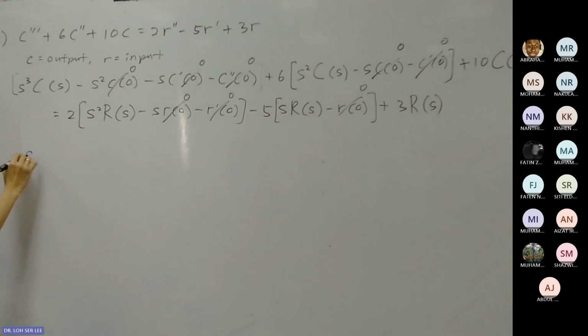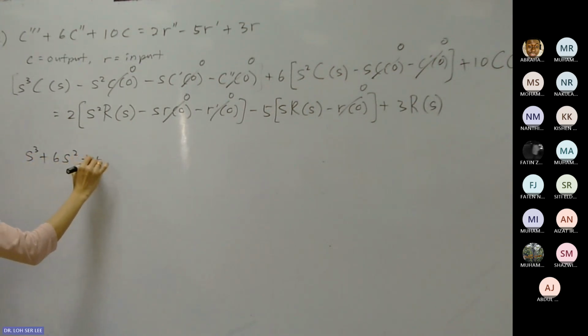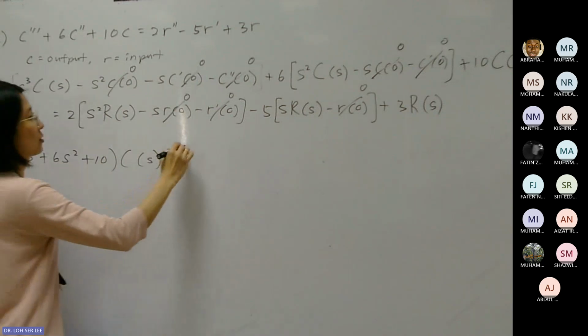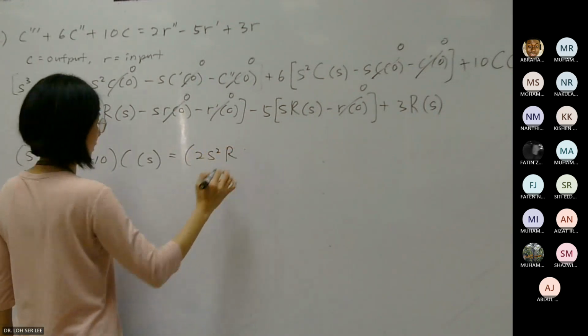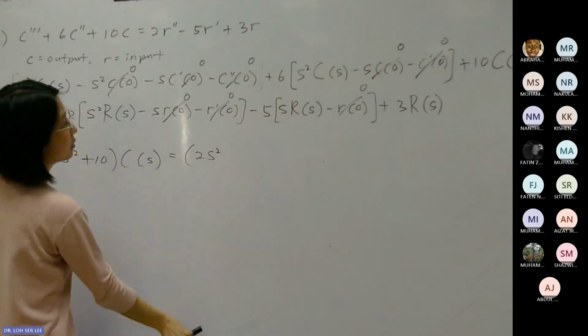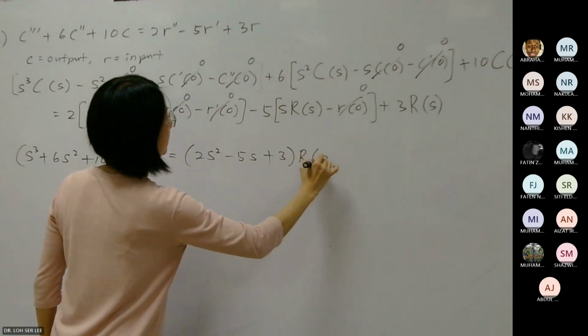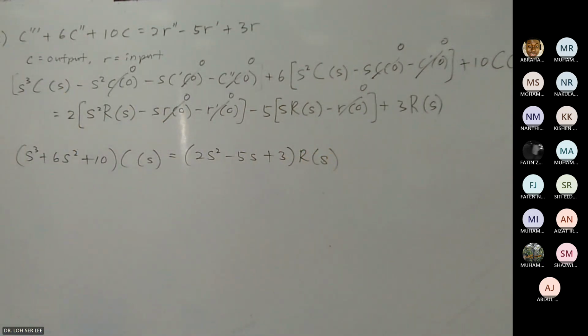Okay, so factorize plus 6x squared plus 10, s squared, s squared minus 5s plus 3. Maybe by the time you have already mastered the ring, okay, that's one. You can go to this. Okay, straight away you get this.